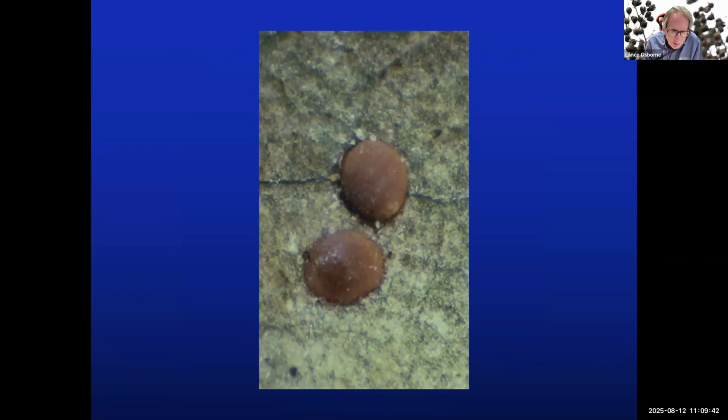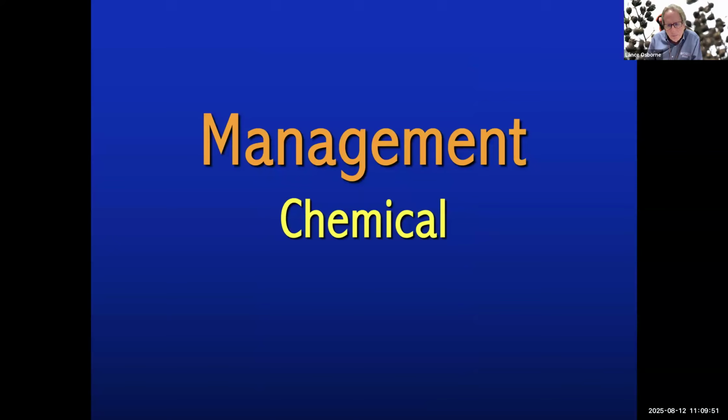We have people applying insecticides trying to control these. And again, it's not going to work. You don't have an insect. You have to deal with the fungus in the soil.